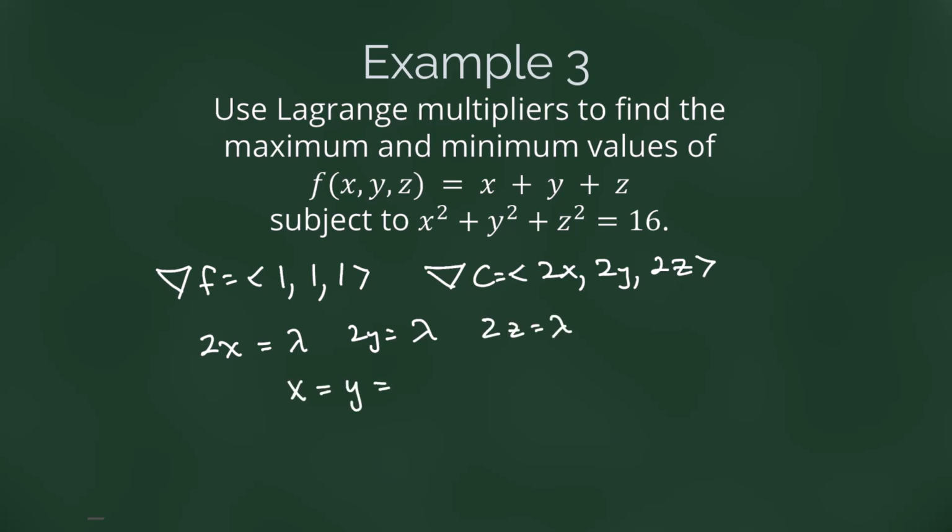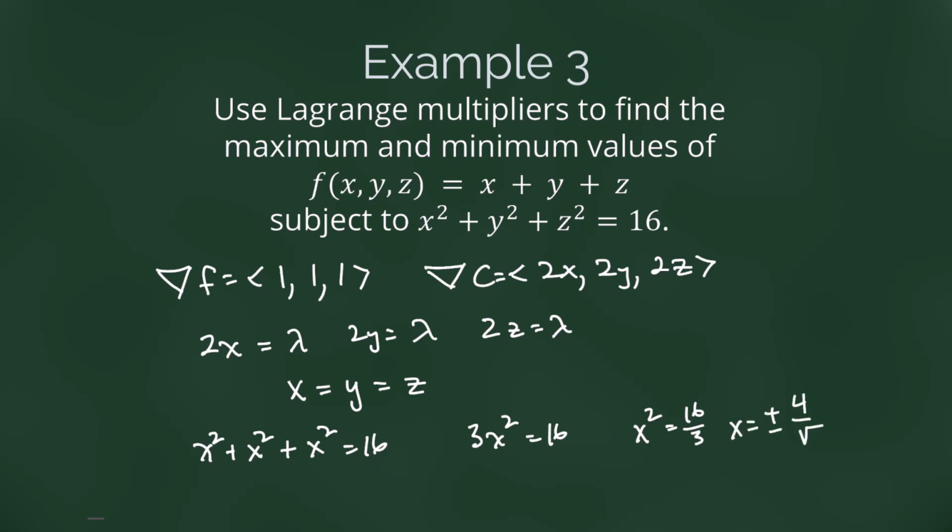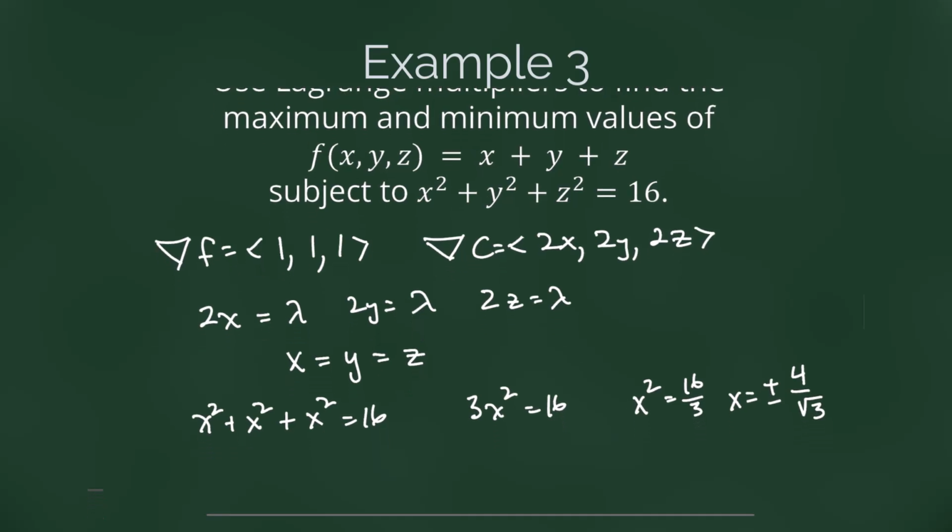equals z. Now we plug that into our constraint, giving us x squared plus x squared plus x squared, since all of them are equal, equals 16. So we get 3x squared equals 16. So x squared is 16 over 3, which means x is plus or minus 4 over the square root of 3. And we know that x, y, and z are all equal to each other.